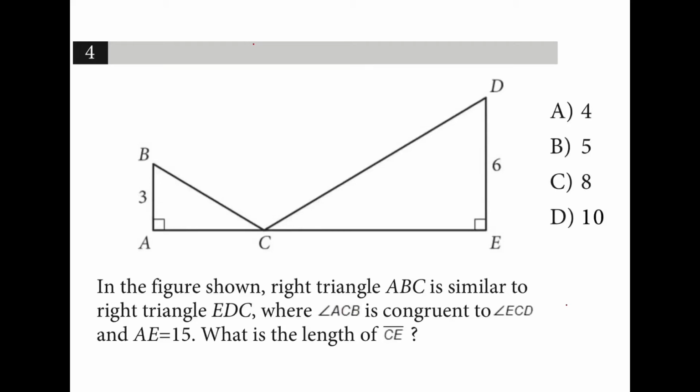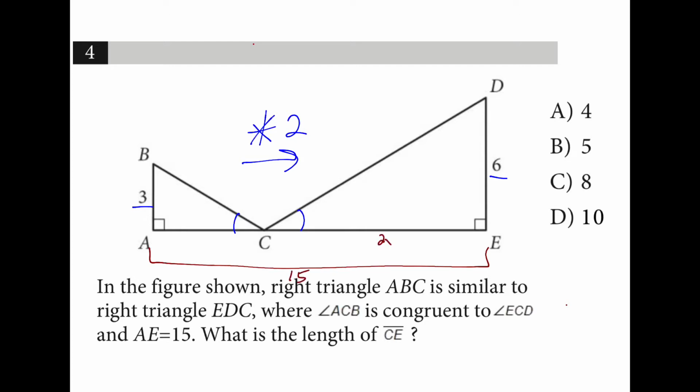These two triangles are similar, ABC and EDC, and if this one has 3 and this one has 6, we are multiplying by 2 as we go from one to the other. We also know that these angles are congruent, meaning they're the same. So if this entire distance is 15, there is a 2-to-1 ratio for these distances.